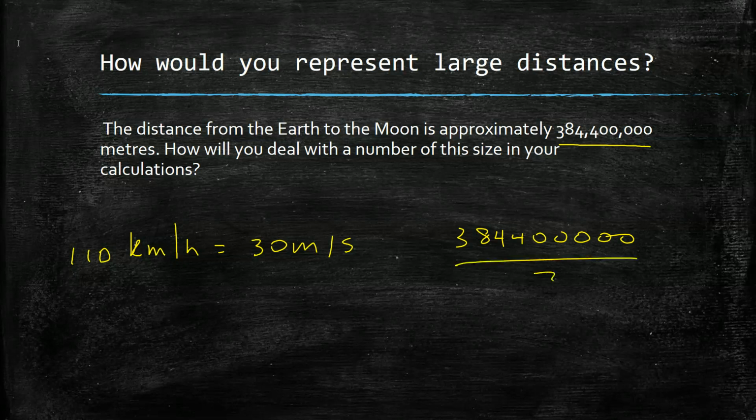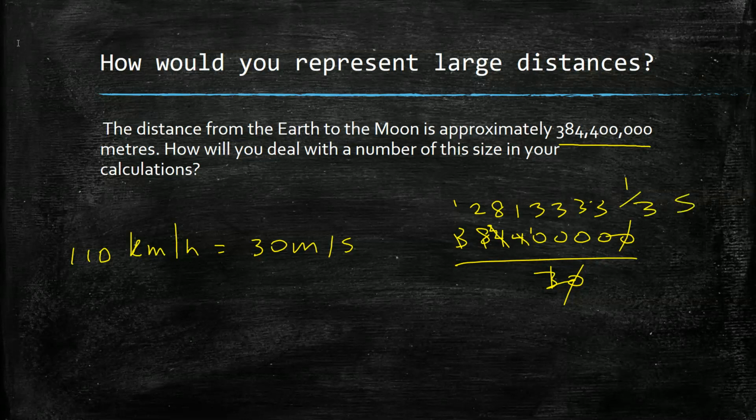384,400,000 divided by 30, and we would work it out. 3 into 3, 1. 3 into 8, 2, remainder 2. 8 3s are 24, 1 3 is 3, remainder 1. We have 3, 3, 3, 3, and we have 1 out of 3 remaining. And this would be the time in seconds that it would take to make that journey.